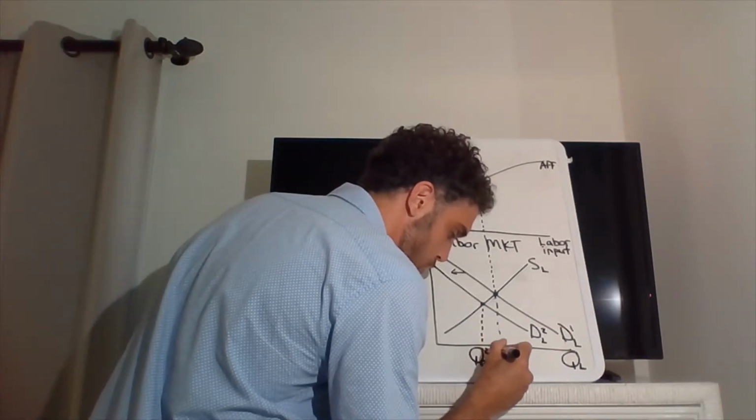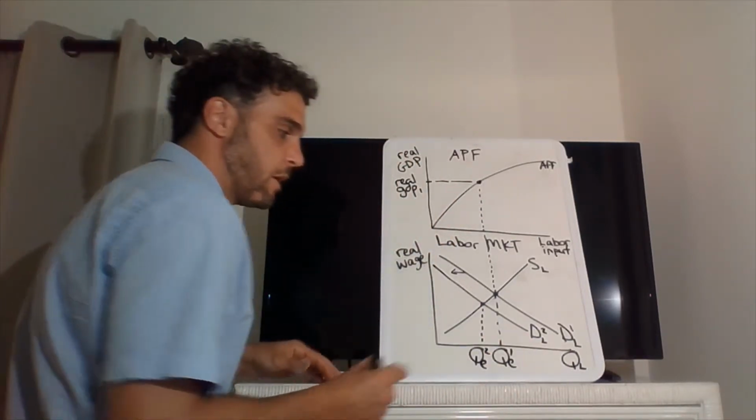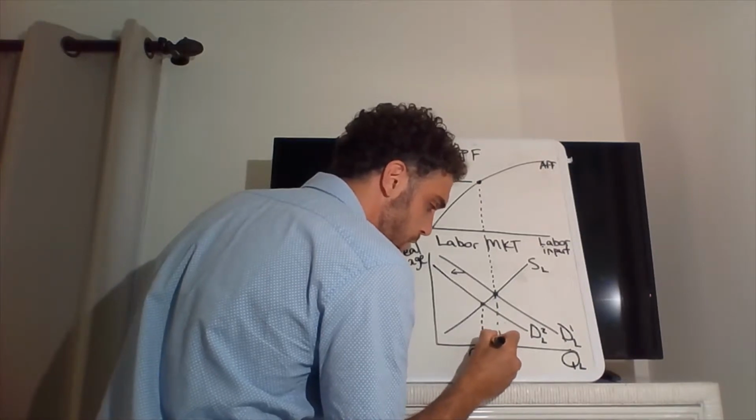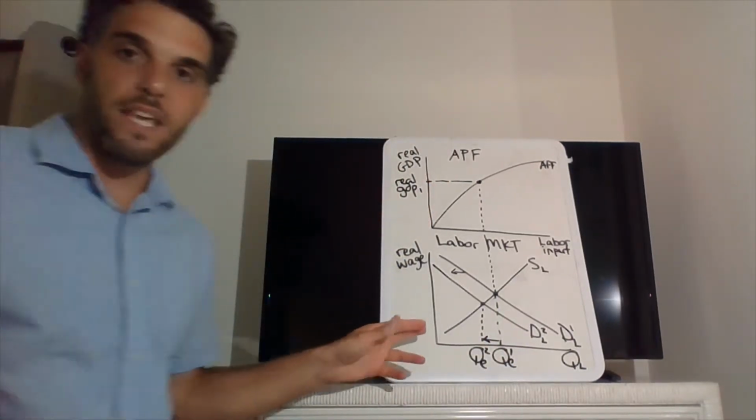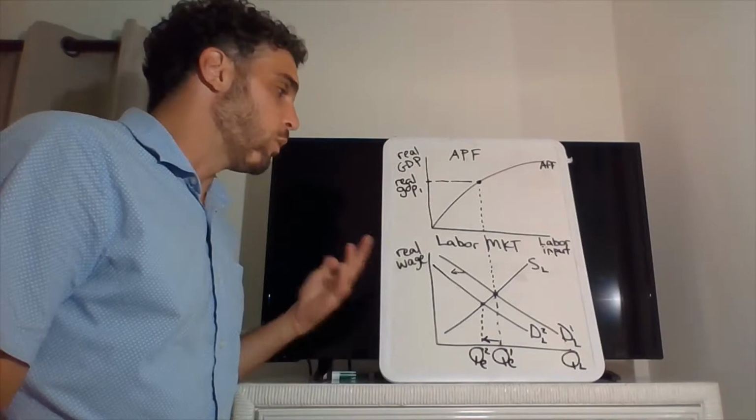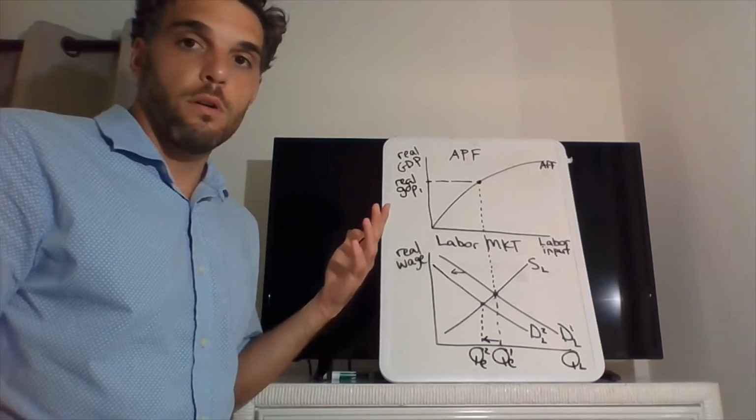Call this QE2, call that QE1. So there's a decrease in the equilibrium quantity of labor. Well, what does that mean for output?